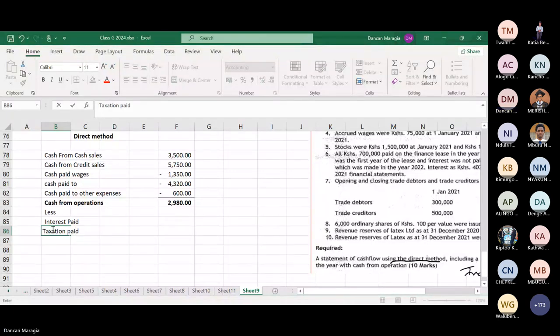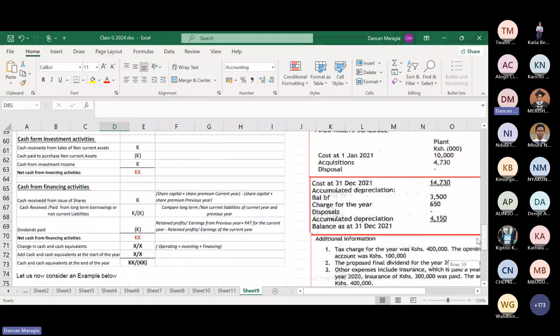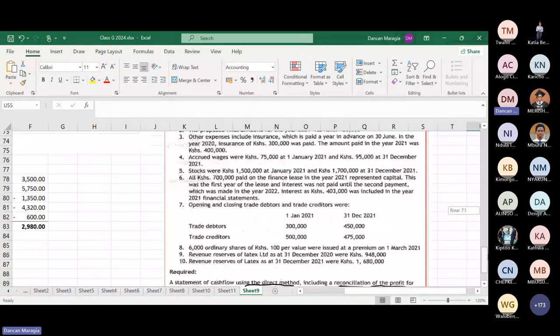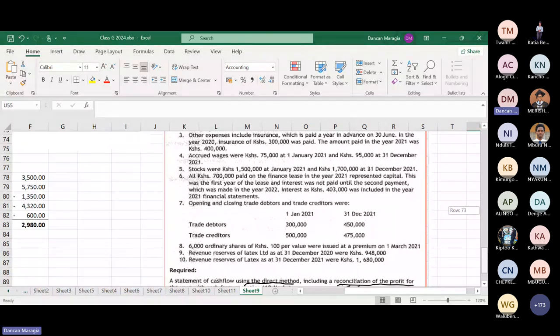Now, interest paid you are supposed to see on the cash book, because you are given the cash book, and that is why we don't have any trouble. There is a tax paid somewhere of 100, but then there is cash paid on finance lease. Remember, a finance lease is a long-term liability where you pay interest on it. So you're either paying interest or repaying the principal. You can check if there is any note on that. Was there one?